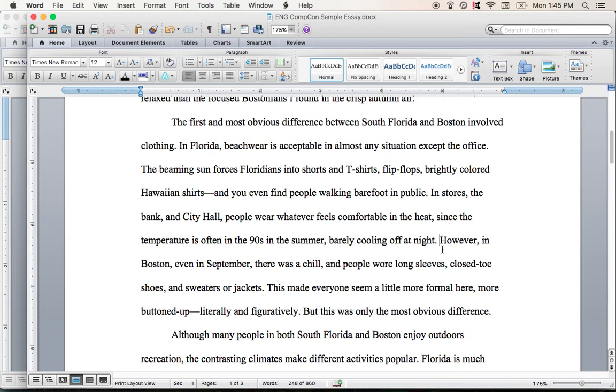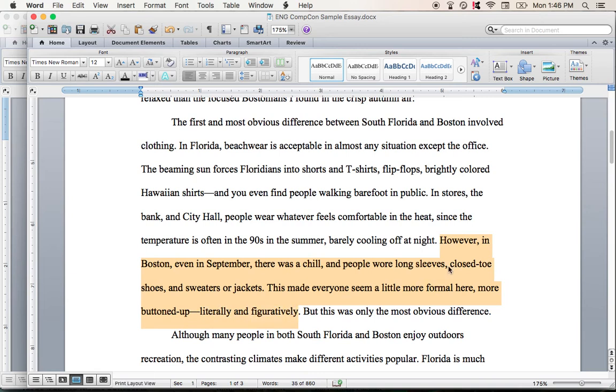Then we have this part of the paragraph. However, in Boston, even in September, there was a chill, and people wore long sleeves, closed toe shoes. That means shoes where you can't see their toes, unlike the flip-flops or sandals in Florida, and sweaters or jackets. This made everyone seem a little more formal here, more buttoned up, literally and figuratively.